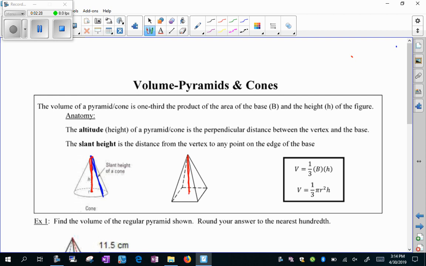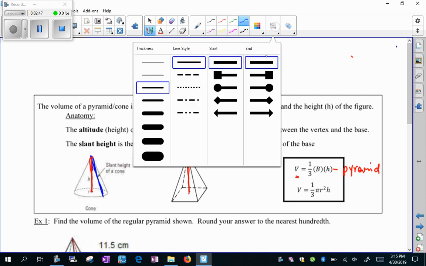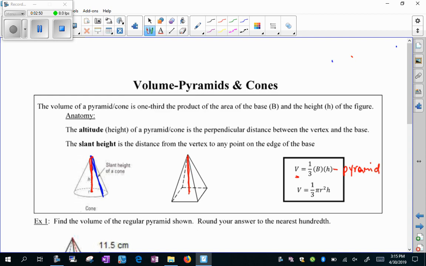So our formula for volume is going to be 1/3 big B times h, and that's for our pyramid. So why don't you write that in there? And then for our cone, it's going to be 1/3 pi r squared times h. Why pi r squared? Because we know that the base of the cone is a circle. That's where you fit the ice cream in. That's a good way of remembering for the cone.